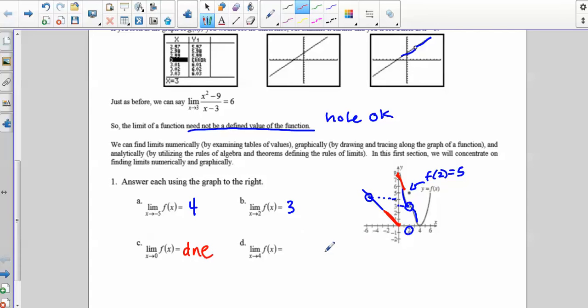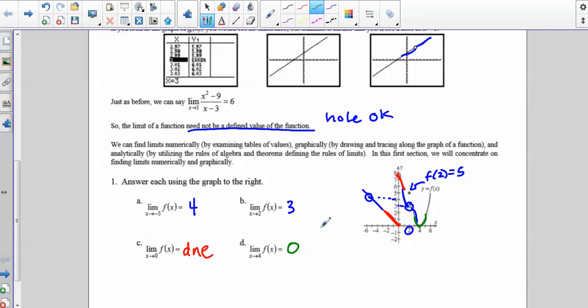And in example D, we are going to change colors one more time, and we're approaching 4. So 4 is down here. I'm going to approach 4 from the left. I'm going to approach 4 from the right, and they both seem to be converging on the same y value, which is 0. So this answer is 0.